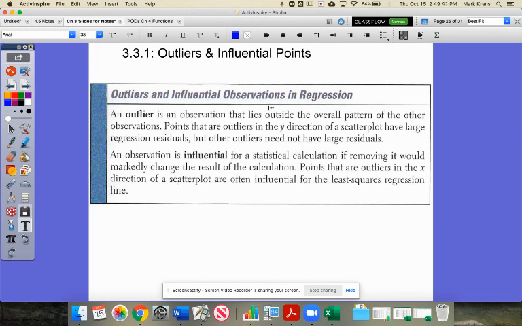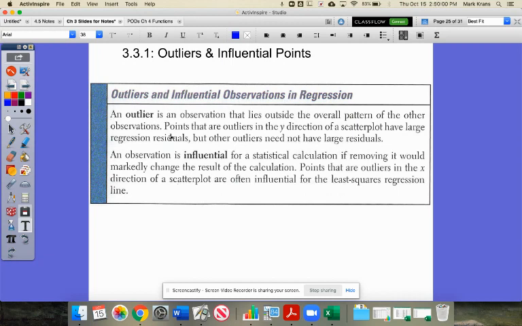If they're in the y direction, they have a large residual, and that's far away. It's a large prediction error, so it'll actually increase S. It'll increase the standard deviation of the residuals because you have this large residual, okay?